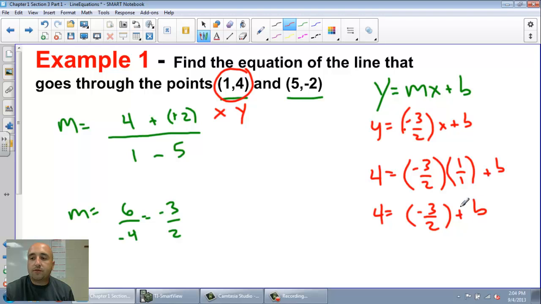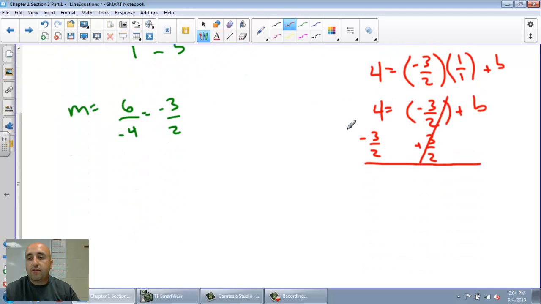We're still trying to figure out what this b is, and that's good because it's the only variable left. So what do we need to do to get that negative 3 halves on the other side? Hopefully Algebra 1 taught you that you need to add 3 halves to both sides to get rid of it. Negative 3 halves plus 3 halves is 0. What I'm left with is b equals 4 minus 3 halves. So we're going to turn 4 into a fraction and get a common denominator. What is the common denominator between 1 and 2? Hopefully at this point you know that it's 2. So the second fraction stays the same.